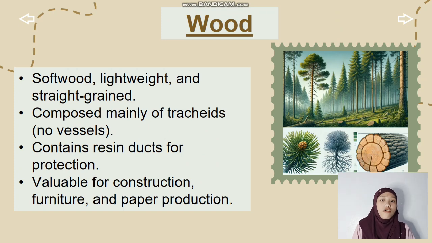Wood. The wood of Pinaceae trees is classified as softwood. Why? Because it is lightweight, straight-grained, and primarily composed of tracheids, which are water-conducting cells. Unlike hardwood trees, Pinaceae do not have vessels. The wood also contains resin ducts that produce sticky resins to protect against insects and diseases. Because of its qualities, Pinaceae wood is widely used for construction, paper production, and furniture.